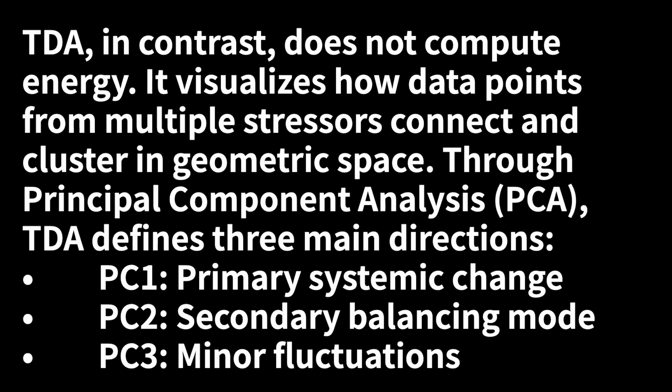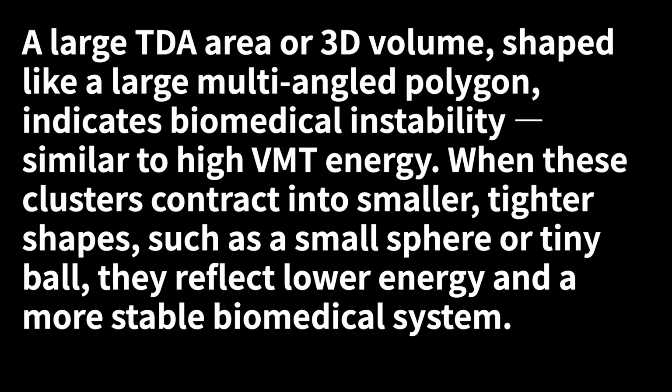PC3, minor fluctuations. A large TDA area or 3D volume, shaped like a large multi-angled polygon, indicates biomedical instability, similar to high VMT energy. When these clusters contract into smaller, tighter shapes, such as a small sphere or tiny ball, they reflect lower energy and a more stable biomedical system.